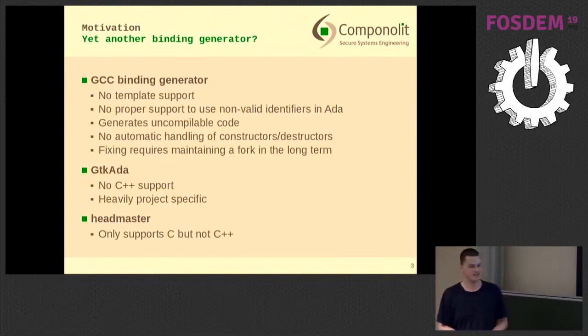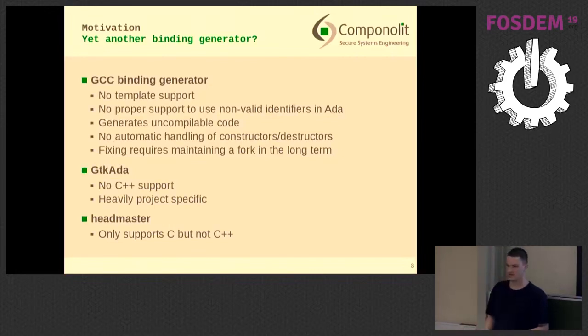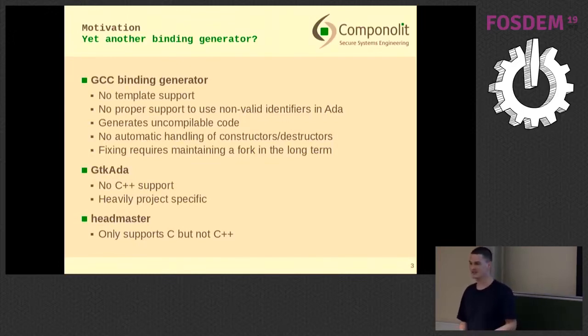So the GCC binding generator generates uncompilable code, which is quite bad because you would have to build a post processor anyway that fixes the errors the GCC makes. Also, they don't support things like templates, and some symbols just are left out because GCC says, well, this isn't a valid Ada symbol. And if we wanted to fix GCC itself, we would probably have to maintain our own fork of GCC, which isn't really feasible in the long run.